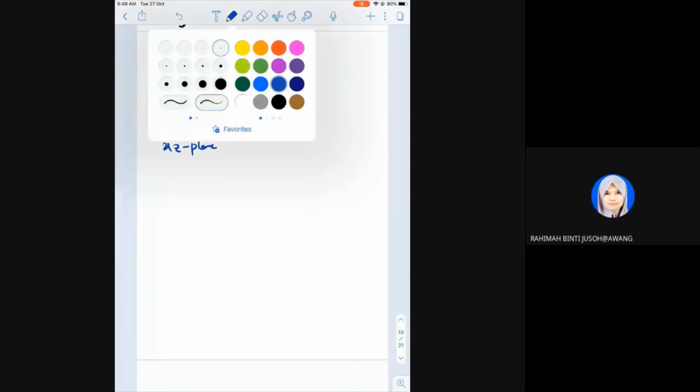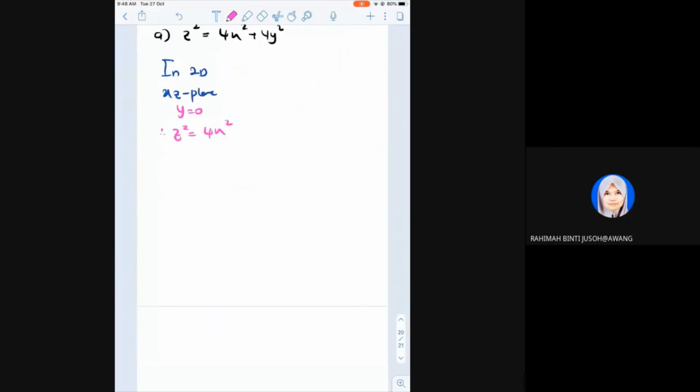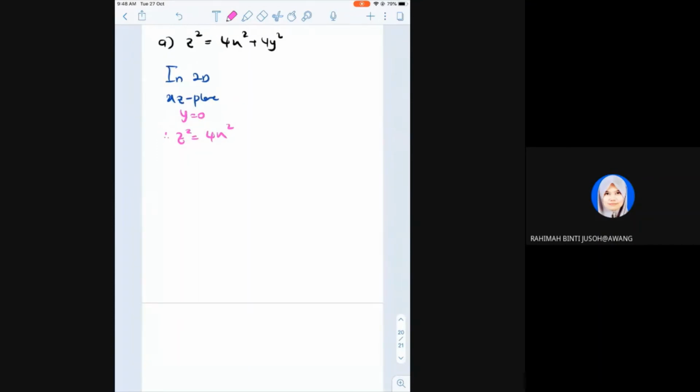Y equals to zero. Therefore, Z squared equals to 4X squared. Now, since this is squared, and we want to sketch it, we need to square root both sides. So we will have Z equals to plus minus 2X. Am I right? You take the square root of both sides, and you get this, right?